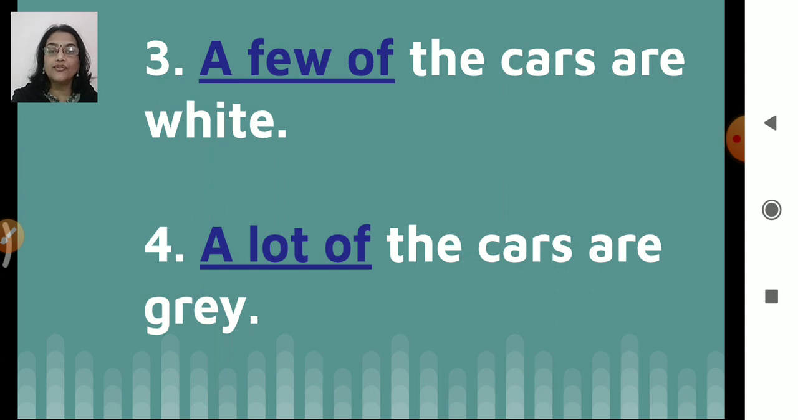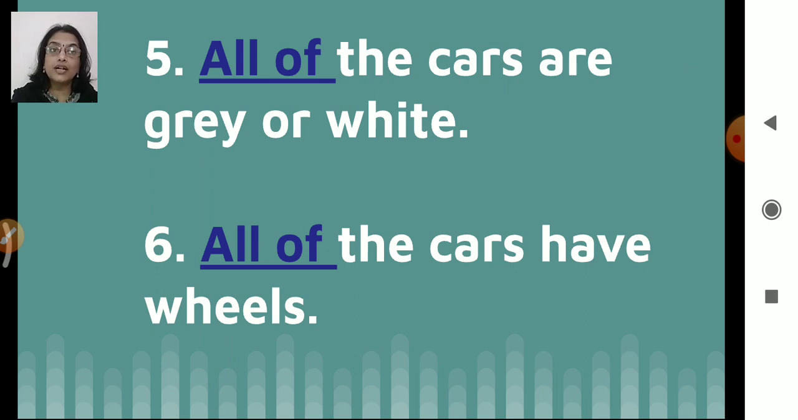Okay. Then the fourth one, a lot of the cars are grey. Yes, many of the cars, right? Not all, but a lot of the cars are grey. So, answer is a lot of. They are grey in color.